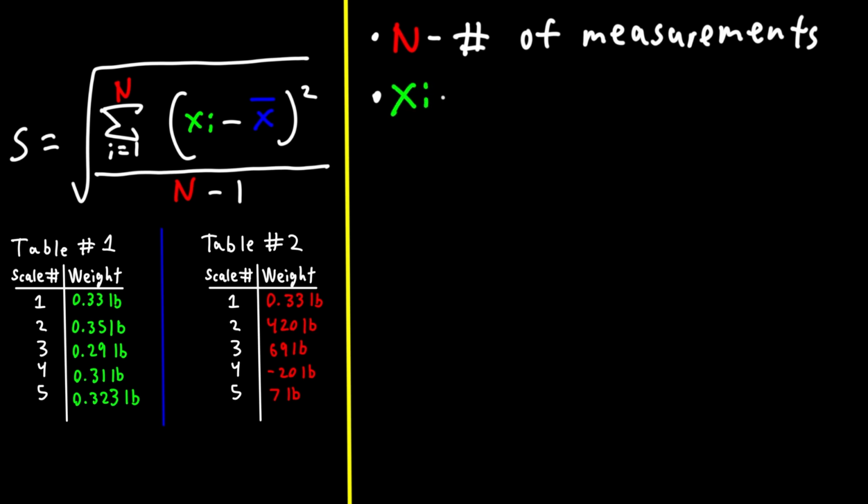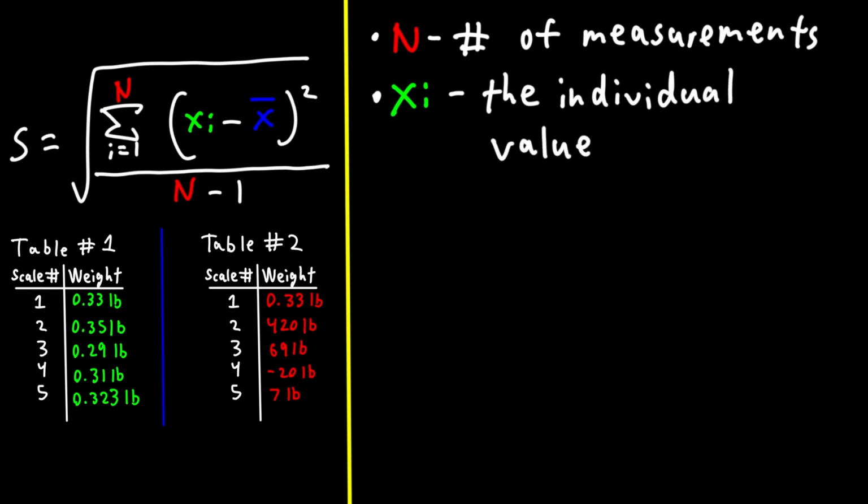X of i represents the individual values. So let's take a look at Table 1 again. The individual values are 0.33, 0.35, 0.29, 0.31, and 0.323. So our individual values are just our results.